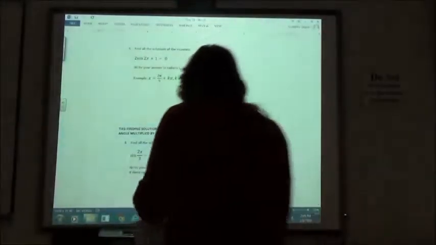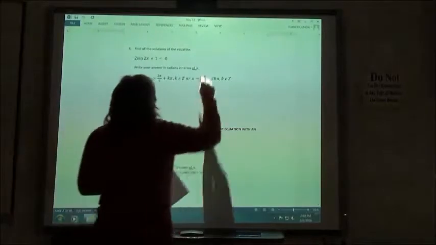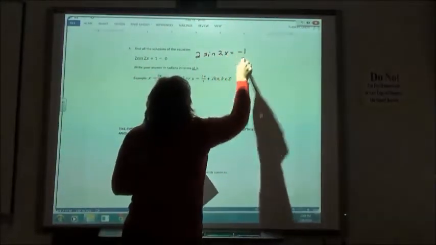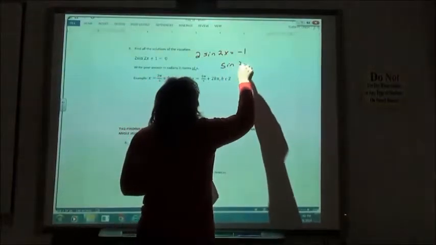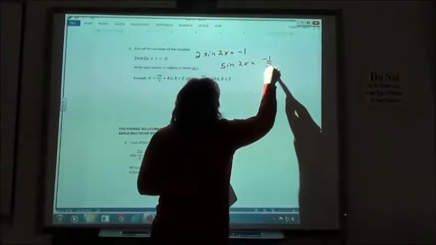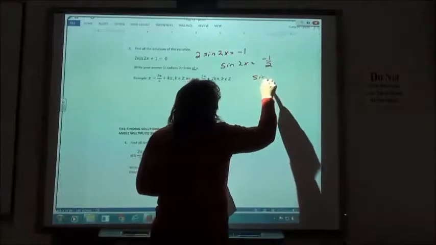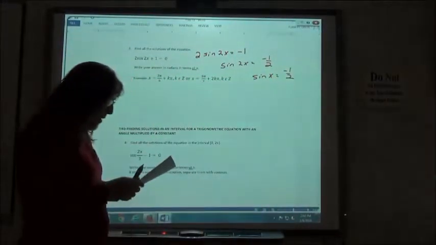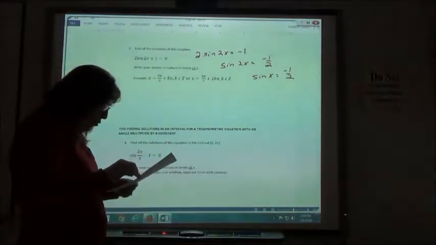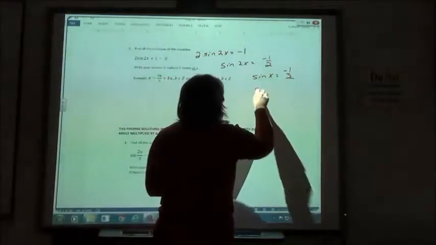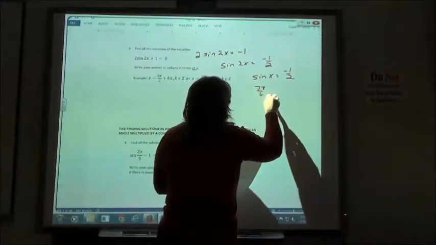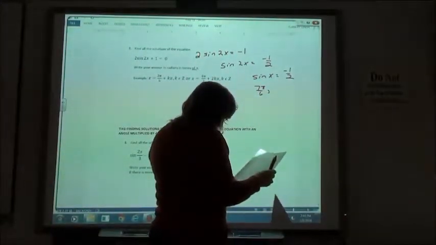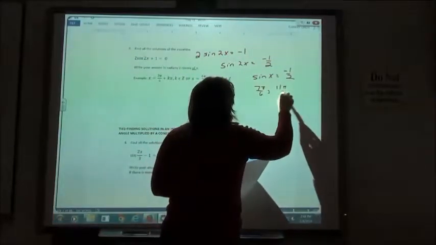So on number 3, if we go ahead and solve that one, we would say 2 sine of 2x equals -1. So the sine of 2x is going to equal -1/2. Again, we're going to look up, where does the sine of x equal -1/2? And so looking at my paper, -1/2 would be at 7 pi over 6, and -1/2 is also at 11 pi over 6.